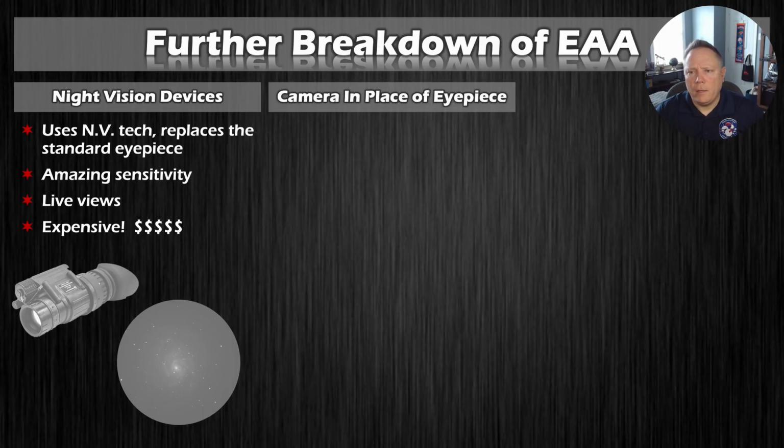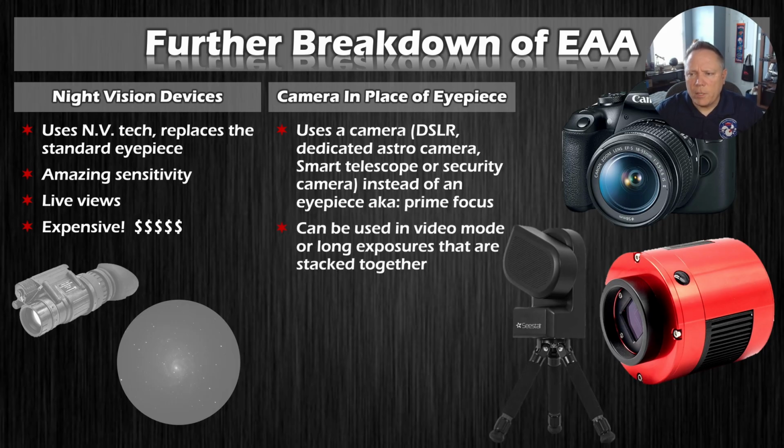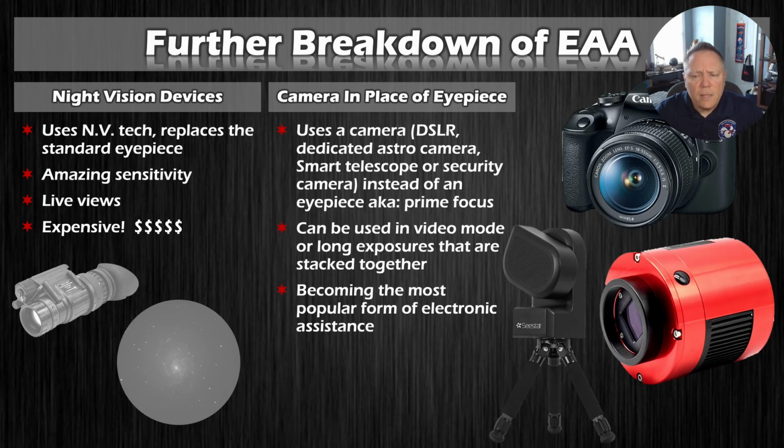Next is when we take the camera and we replace the eyepiece with our camera. We can use a DSLR camera, an astronomy camera, a smart telescope, or you can go real old school and use a security camera or video camera. When you actually remove the eyepiece and use the camera in its place, that's called prime focus. Now, any of these cameras can be used in video mode, or more popular now is taking longer exposures that are stacked together. And I'd say this is the most popular form of electronic assistance when we talk about EAA.